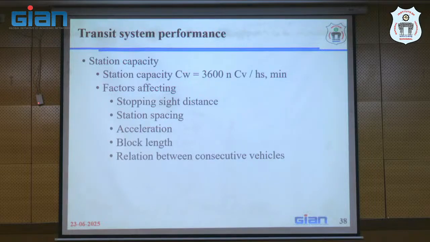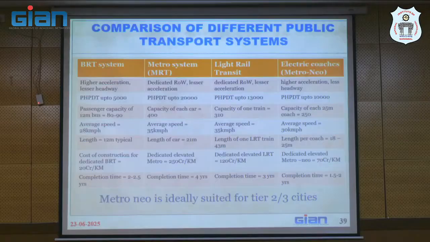Then the station capacity. Mostly, if you look at the stopping sight distance, what is the headway between the vehicles, the station spacing, acceleration, the block length, the relation between consecutive vehicles. The block length is important when you are looking at rapid transit systems like metros. Then the relation between consecutive vehicles, like what is the headway between two vehicles when you are going for higher passenger capacity.